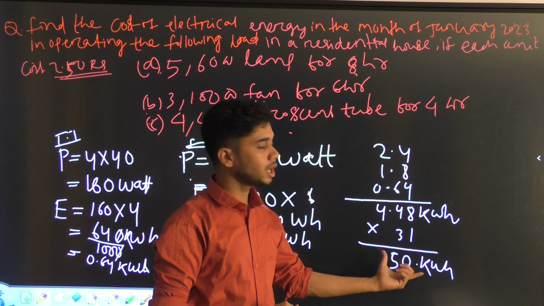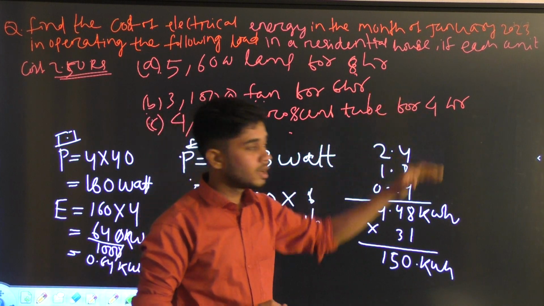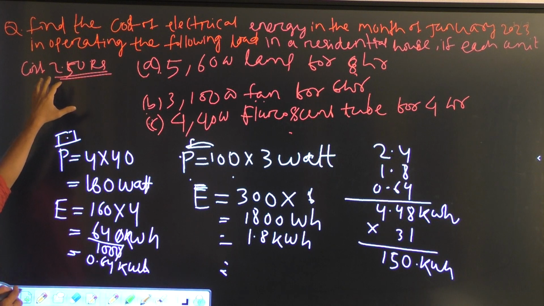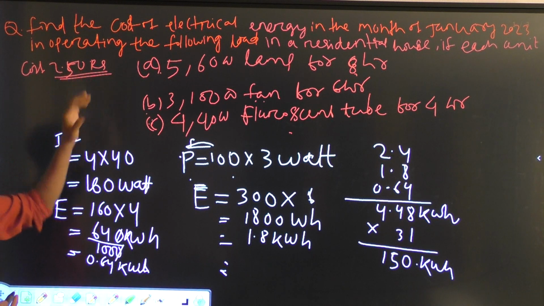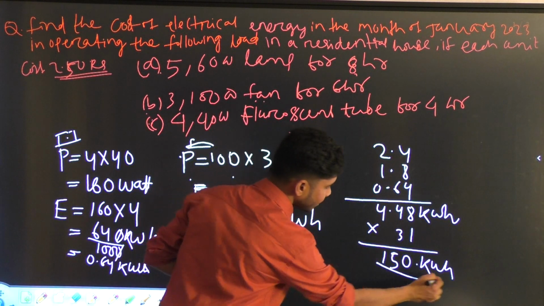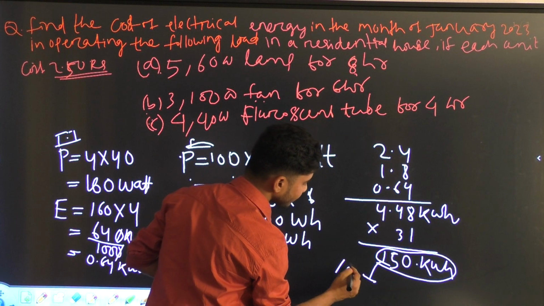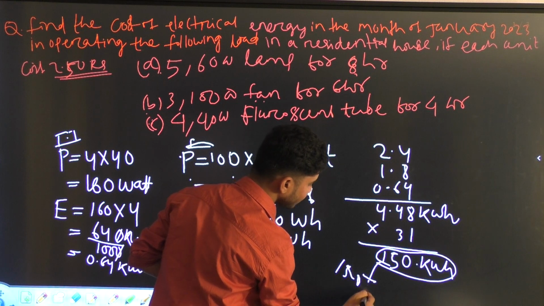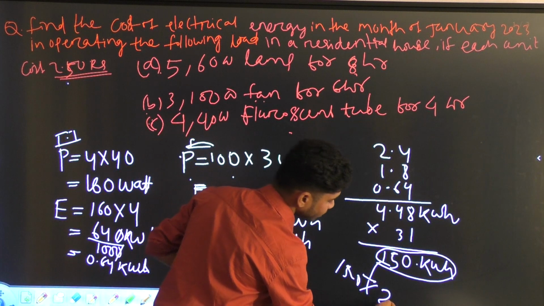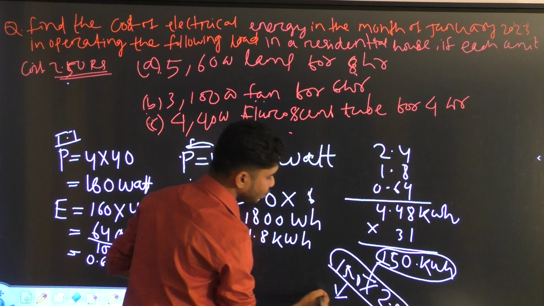So 150 kilowatt hour is the total amount of energy consumed for the month of January. Okay, now look at the question. Here it is told for each unit you have to pay 2.50 rupees, and here the total unit is 150. So if I multiply 150 with 2.50, this will give you the total payment you need to do.